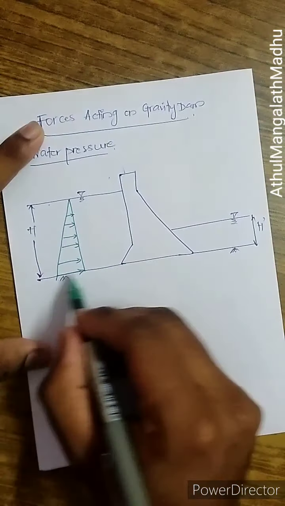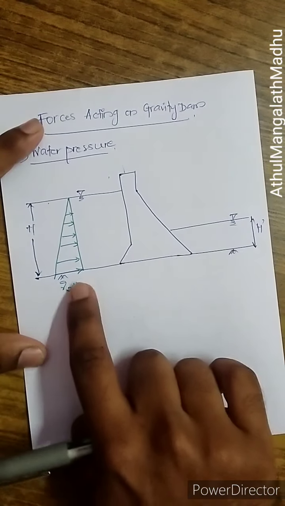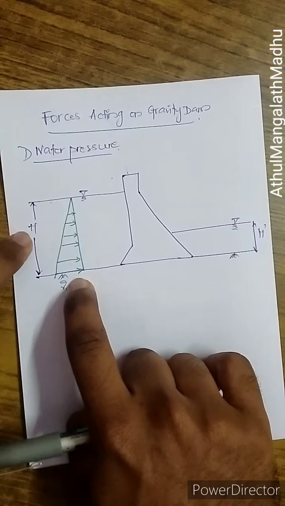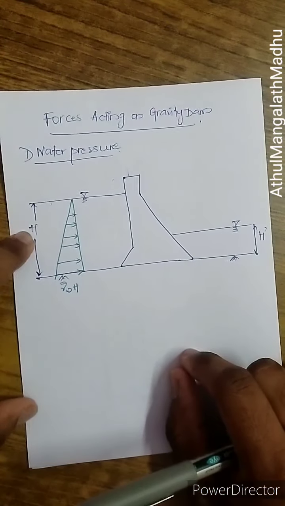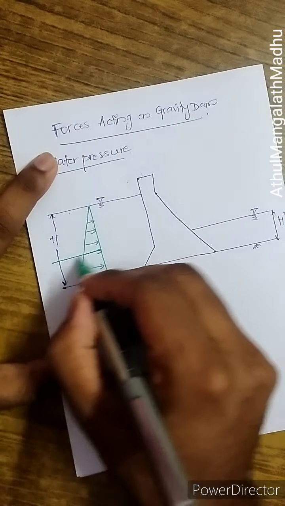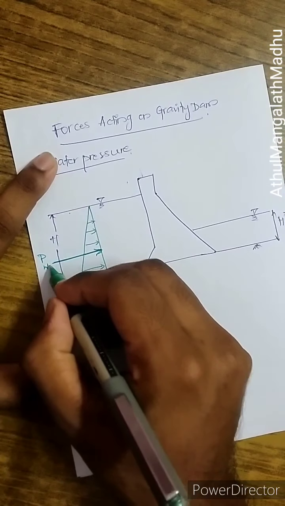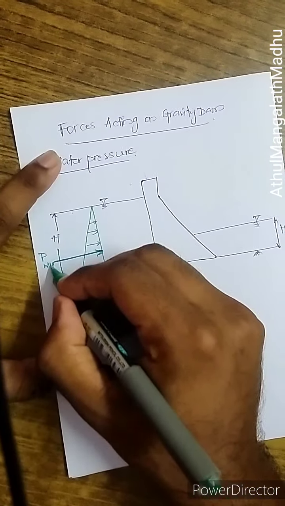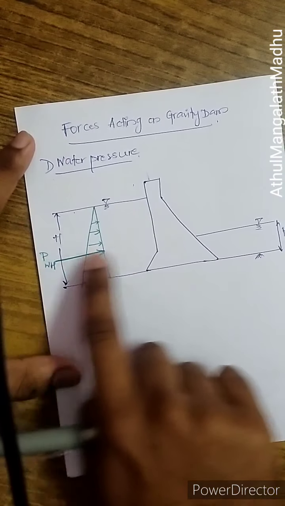Here the pressure is 0, here the pressure will be equal to gamma W into capital H, because the pressure acting at the bottom point will be gamma times H. So this will have a triangular variation, and the total horizontal force will be acting like this. This is the total horizontal force of water, PWH. I am writing PW for the pressure due to water and H for horizontal, which is acting like this.